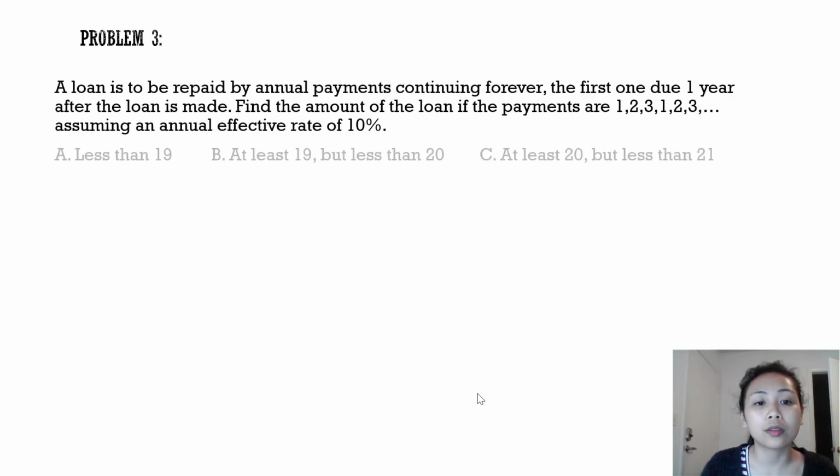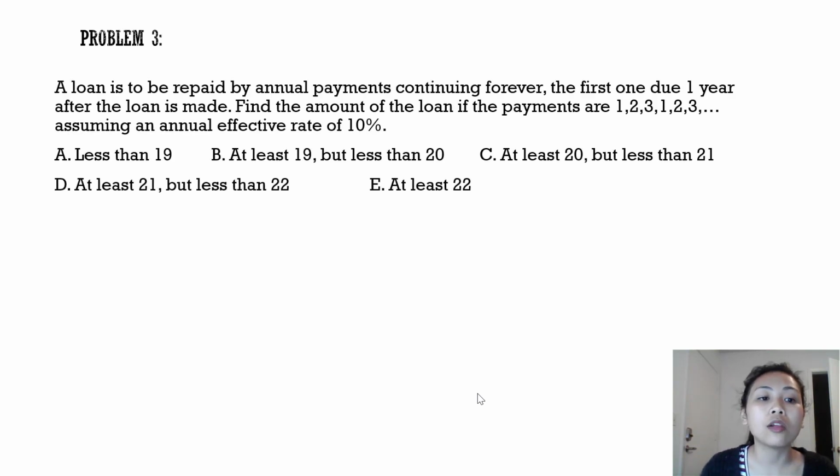Now we continue working on the third problem. A loan is to be repaid by annual payments continuing forever. So this is a perpetuity. The first one is due 1 year after the loan is made. Find the amount of the loan if the payments are 1, 2, 3, 1, 2, 3, 1, 2, 3, assuming an annual effective rate of 10%.